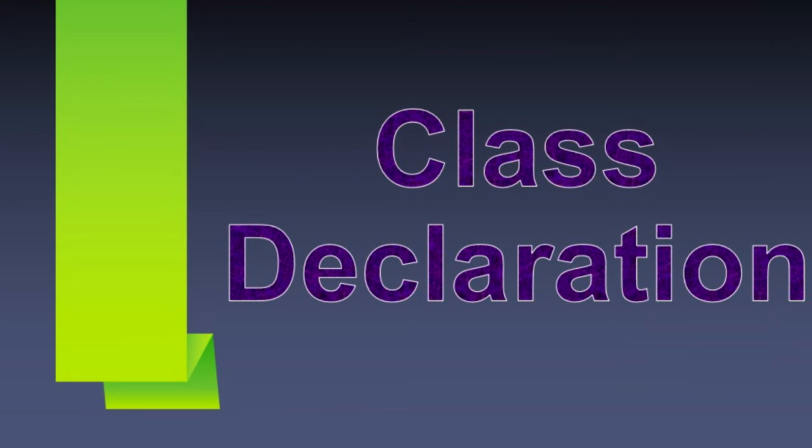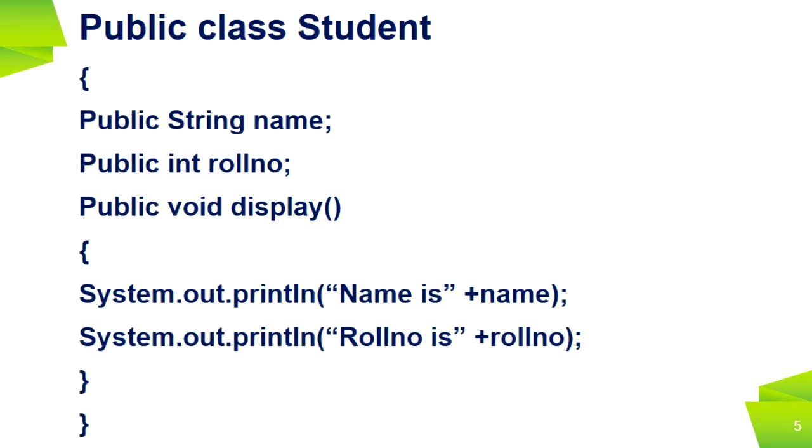Class declaration. So in this slide, we will be discussing the class declaration. Here, public is the access specifier, that means it can be accessed by anyone. Student is the name of the class preceded by the keyword class. Next one is the body. The body of the class begins with a left brace. Name and roll number are two variables of string and int data type.